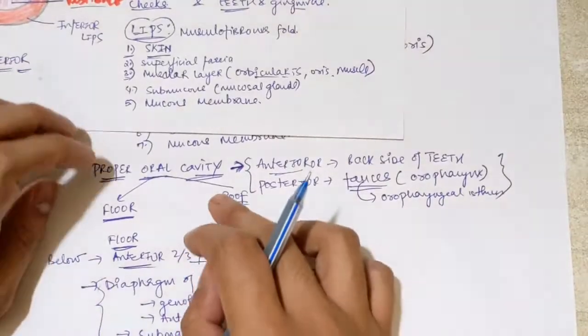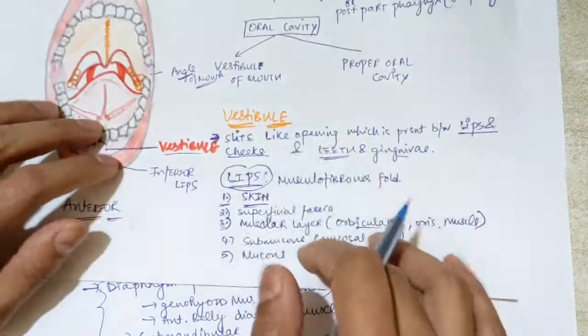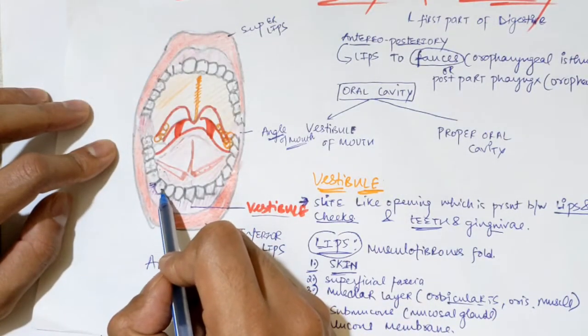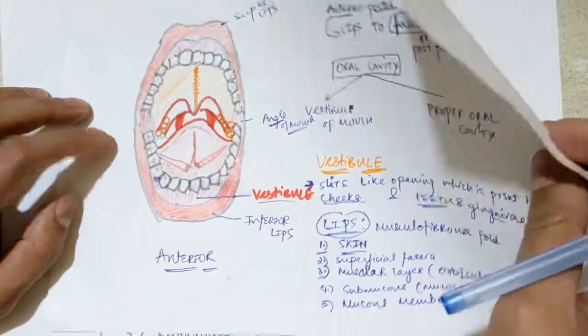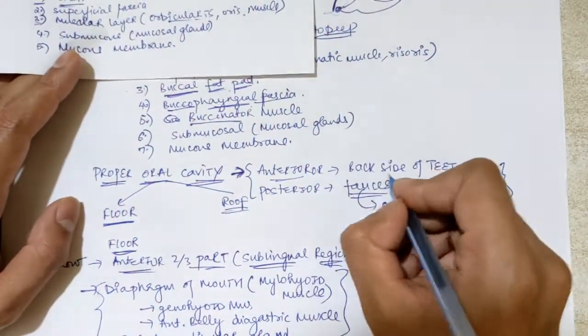Now we have discussed the vestibule. You know that the anterior part of your teeth was forming the posterior side of our vestibule. Okay, you can see it here. These are your teeth. So the teeth's anterior was forming the posterior wall of our vestibule. Now the teeth's back side will be forming the anterior wall, that is the beginning of our oral cavity. So that is why anteriorly there will be the back side of your teeth.